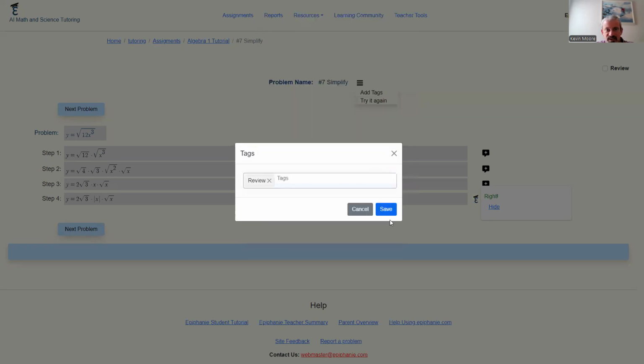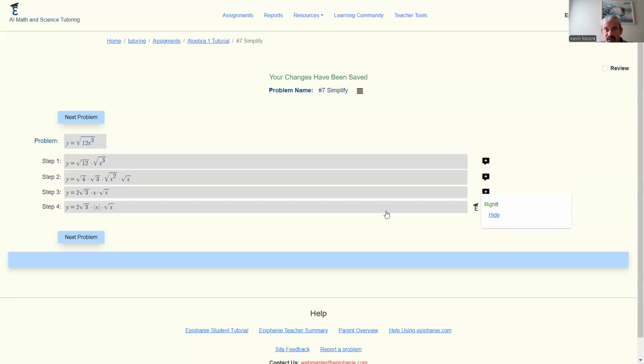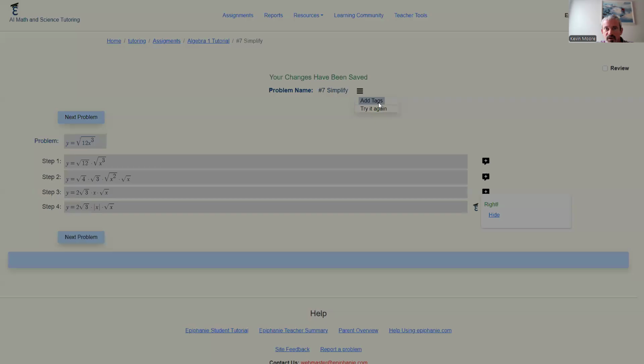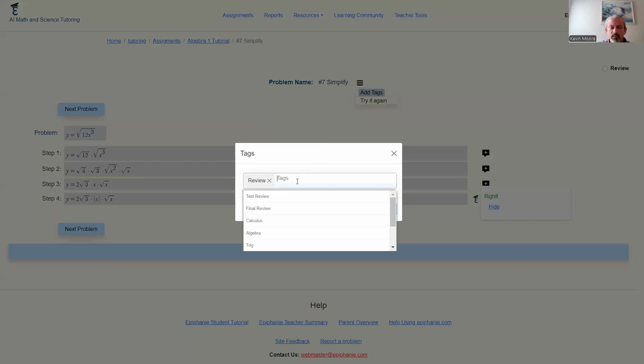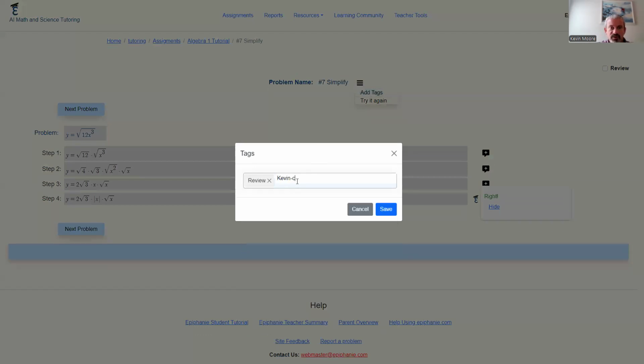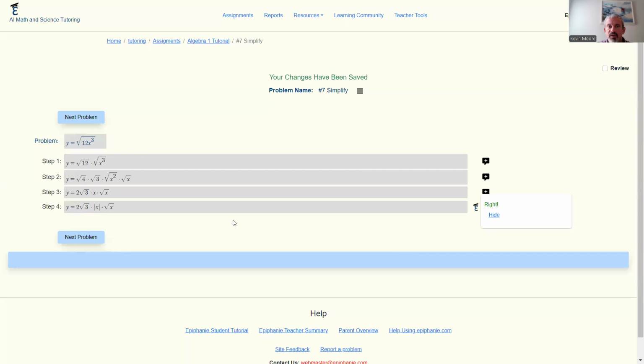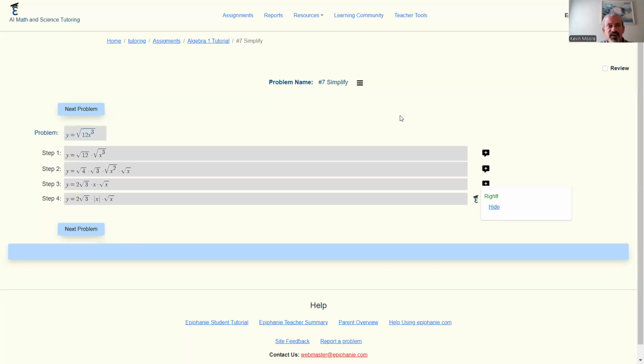And then you should hit save to make sure it saves. And it'll save that. If you don't, it might not save it, or it might lose it when you leave the page. I can also type my own flag, Kevin, check. And I can make my own tags. I can look at those specific tags later if I do a filter on all of my problems. So you can use this as a way of remembering which problems you want to review with your tutor or which ones you want to review for the test or the final exam later on.